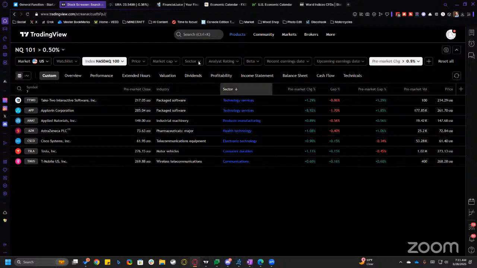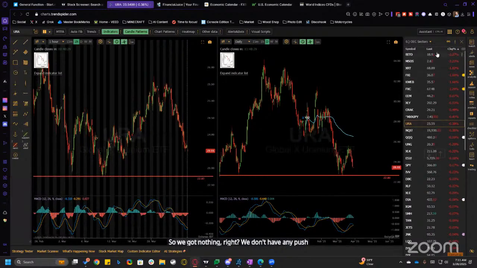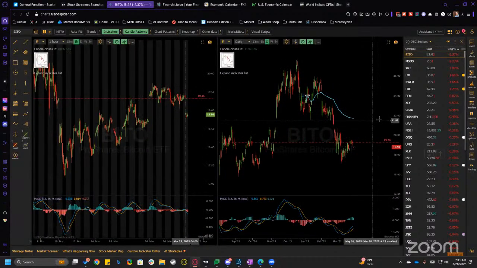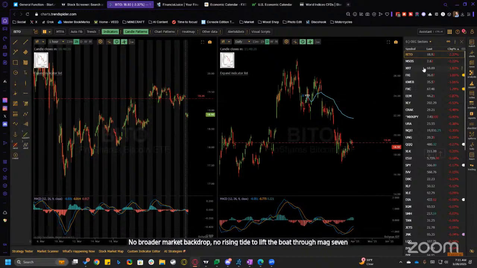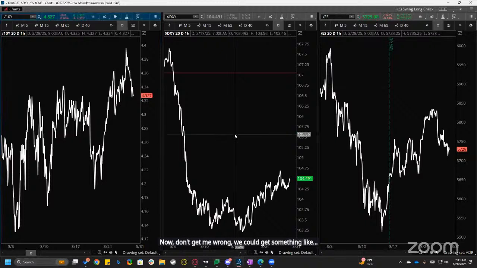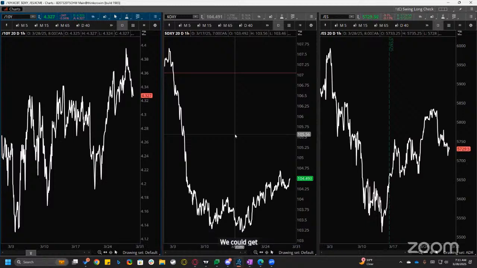So we got nothing, right? We don't have any push. No broader market backdrop, no rising tide to lift the boat through Mag 7 or anything like that. It's going to have to be headlines or options flows. Now, don't get me wrong. We could get something from Treasury, right? Maybe a move in the 10-year or a move in the 2-year or the dollar. We could get something like that moves the market today. But what would move those?